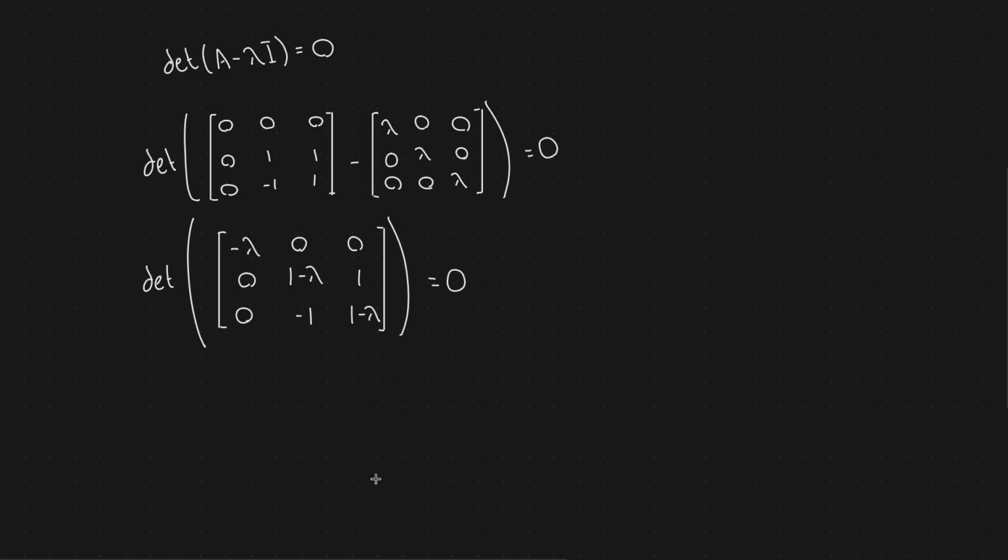Let's expand along the first row. I'm going to have negative lambda times 1 minus lambda times 1 minus lambda, so that'll be 1 minus lambda squared, minus 1 times negative 1, so that'll be minus a negative 1. Minus a negative means I'll be plus 1. And then the other entries along the first row are 0, so I'm not going to get any contribution there. 0 times anything is 0. Okay, I need to solve this.